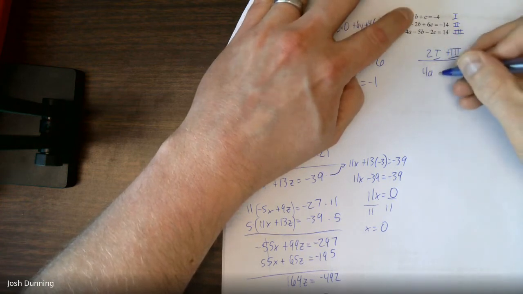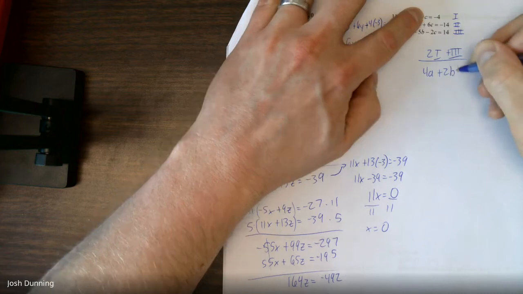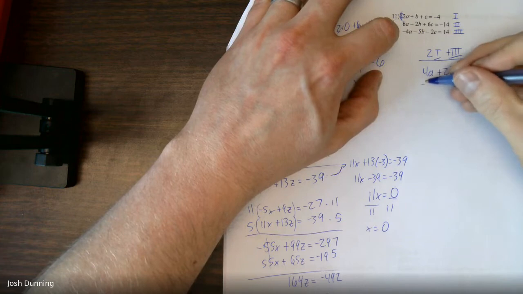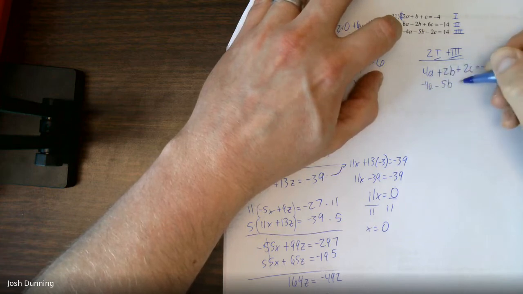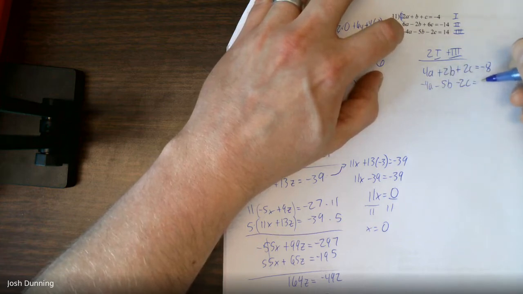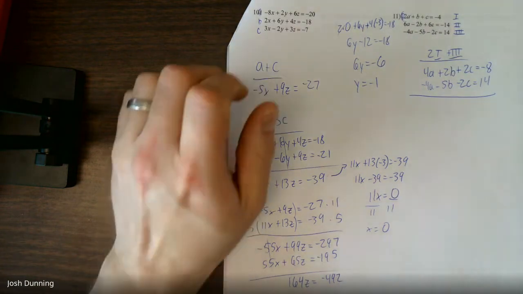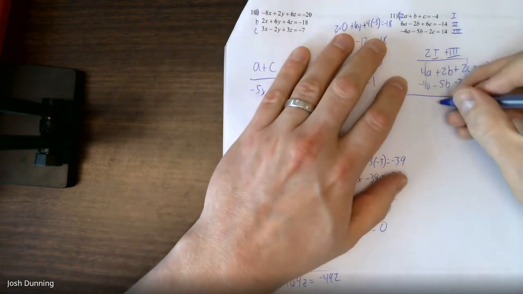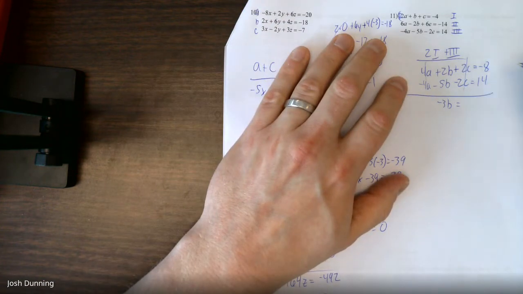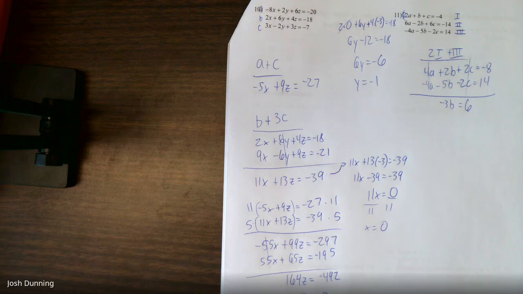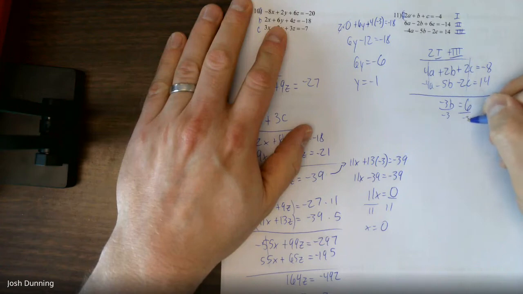So 4a plus 2b plus 2c equals negative 8. And then here, copy this one down. Now, whoa, what happens? Two variables canceled right out. This kind of confused people, even though it's actually easier. You'll see why in a minute. I can already solve for b. Divide by negative 3, it's negative 2.